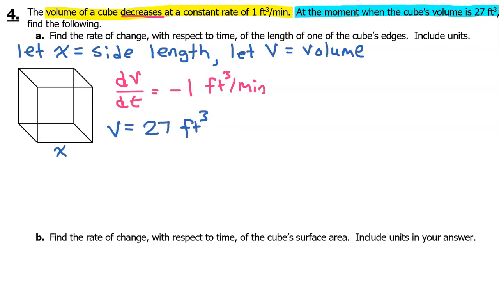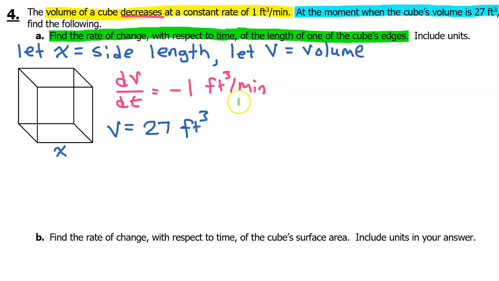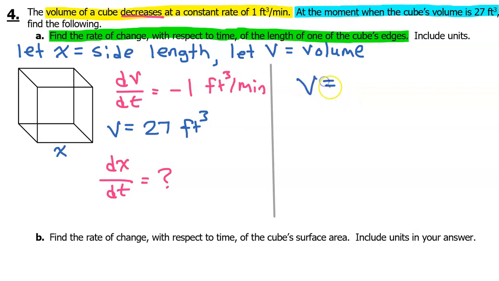So what is it that we are trying to find? Find the rate of change with respect to time of the length of one of the cube's edges, which we have called x. So we are trying to find dx/dt. Now that we have our list of facts, let's come up with a relationship between them. We need a relationship between volume and the side length. The formula for the volume of a cube, if the side length is x, is V equals x to the third power.